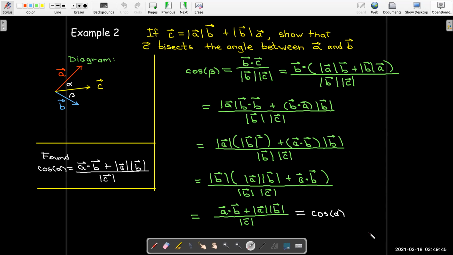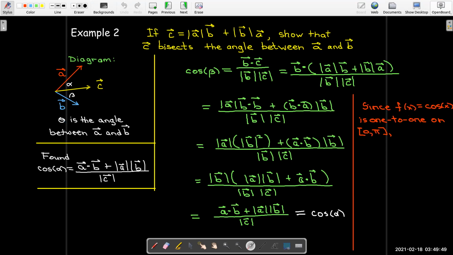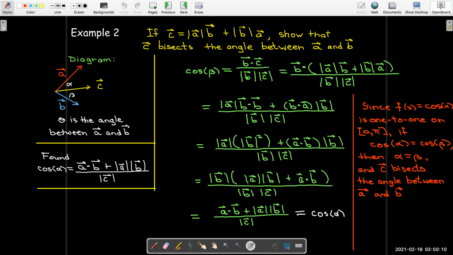There's one more thing that we have to note, and that is that the cosine function is 1-to-1 on the interval from 0 to pi. So since it's 1-to-1, if I have cosine of alpha equals cosine of beta, then I can conclude that alpha equals beta. And so if alpha equals beta, we can say that C bisects the angle between A and B.